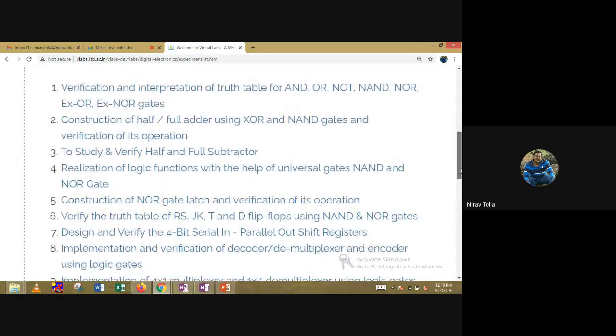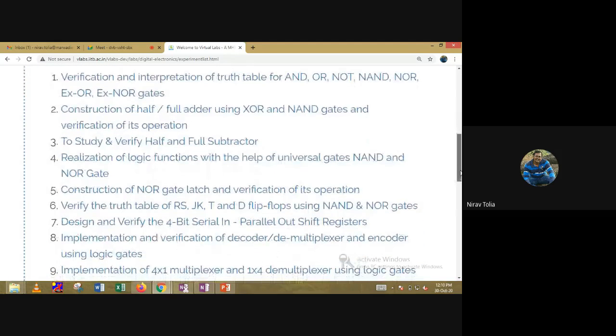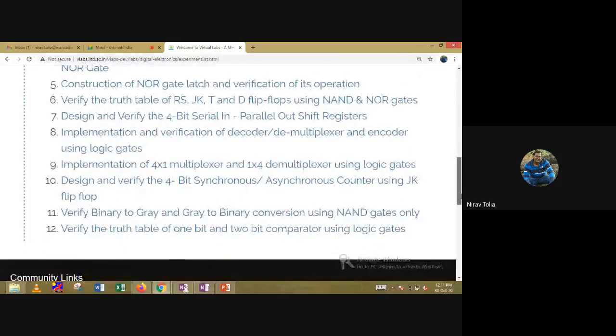It's also already covered. Then the realization of logic functions with the help of universal gates. There are two gates which are known as the universal gates. As we know, they are the NAND gate and the NOR gate. Then we have studied about the comparator, a 1-bit comparator and 2-bit comparators using logic gates.